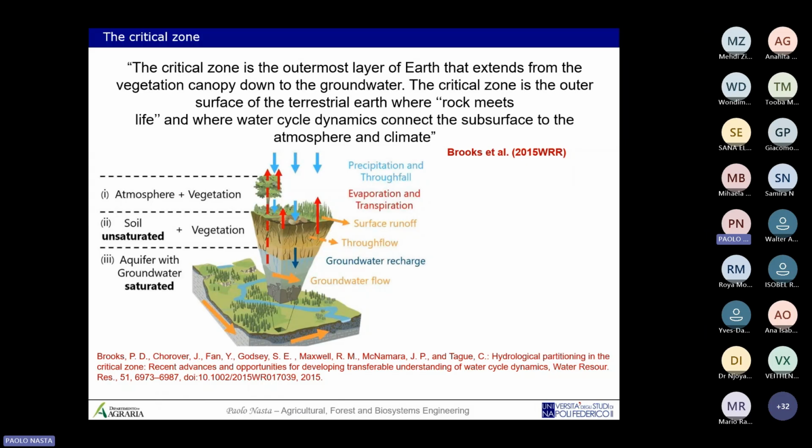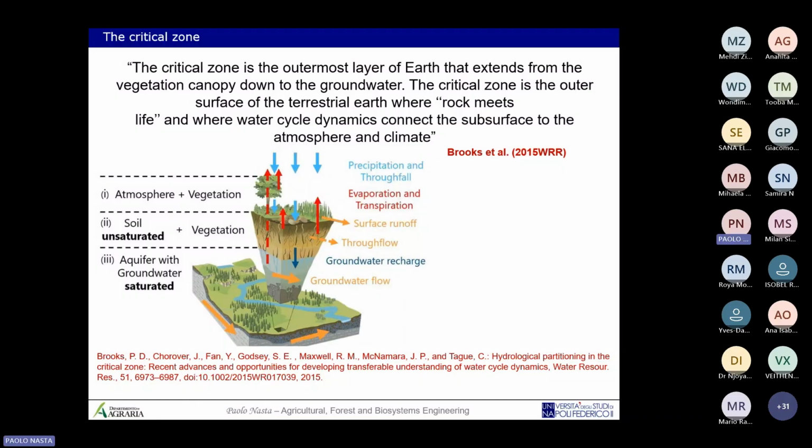And you can see from this nice picture that was taken from the publication of Brooks and colleagues in WRR that basically the water cycle happens in the critical zone, controlling all the processes such as drainage, infiltration, transpiration, groundwater recharge, and so on.